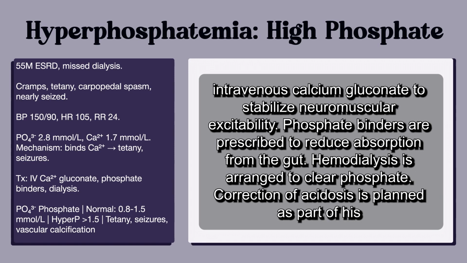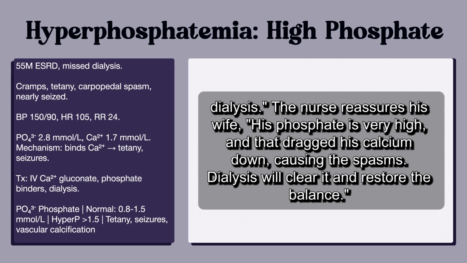Treatment begins with intravenous calcium gluconate to stabilize neuromuscular excitability. Phosphate binders are prescribed to reduce absorption from the gut. Hemodialysis is arranged to clear phosphate. Correction of acidosis is planned as part of his dialysis.